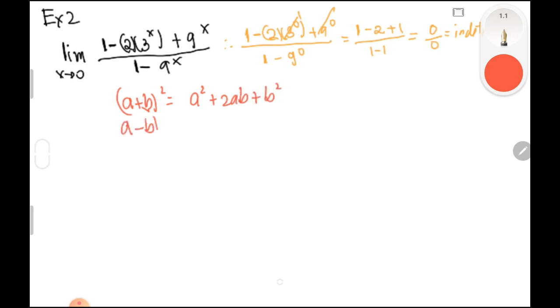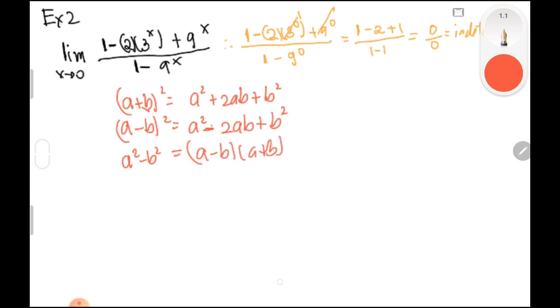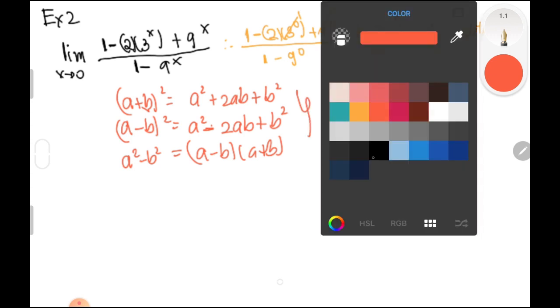So also we have our a minus b squared is equal to a squared minus 2ab plus b squared. Okay? And also, syempre hindi natin kakalimutan yung a squared minus b squared natin, which is equal to a minus b multiplied by a plus b. Alright? So, from this guys, you can see, knowing this special products is an advantage, especially in choosing whatever method you would use.